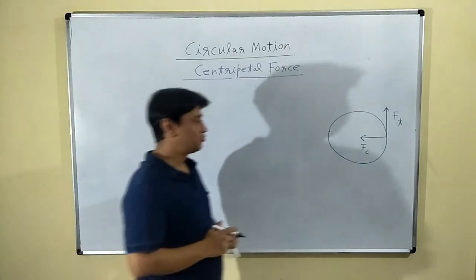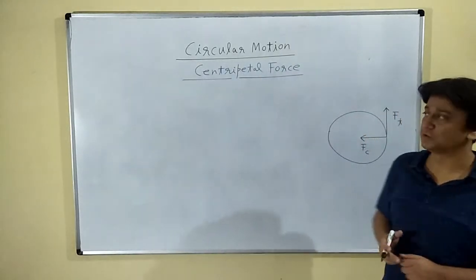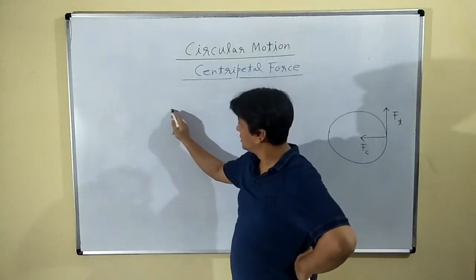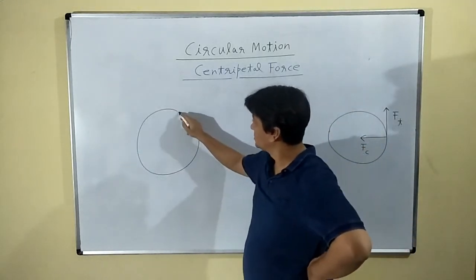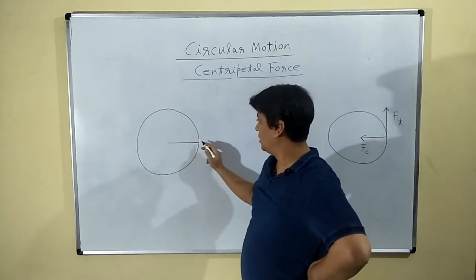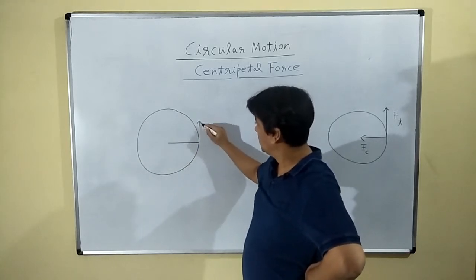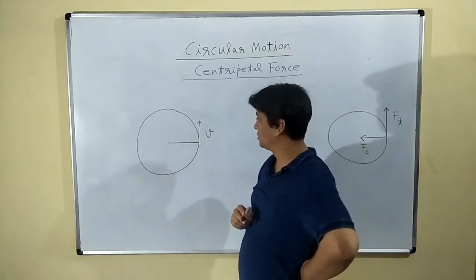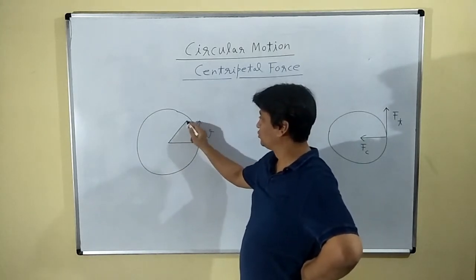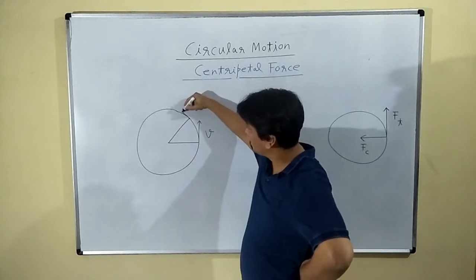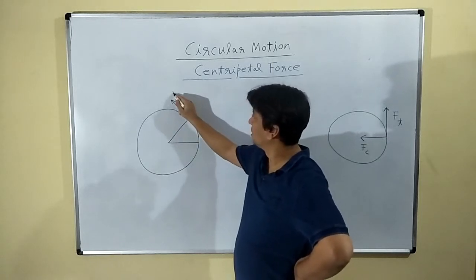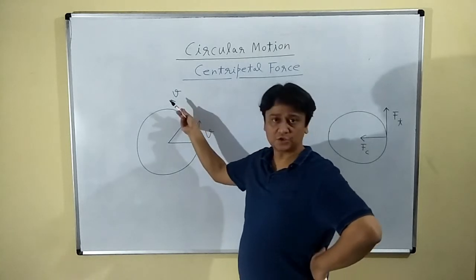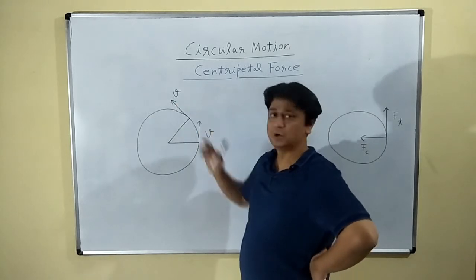And since we are interested in centripetal force, we will take a circular case in which velocity magnitude does not change. The thing which changes is the direction. V, its direction is changing, magnitude is not changing.